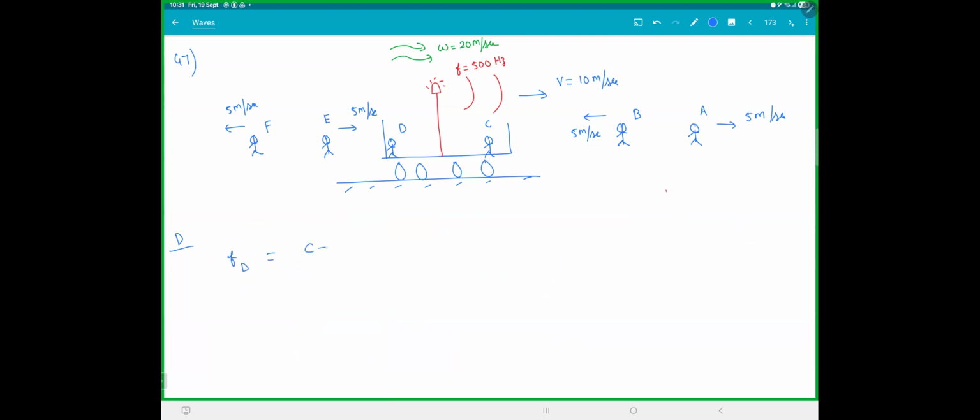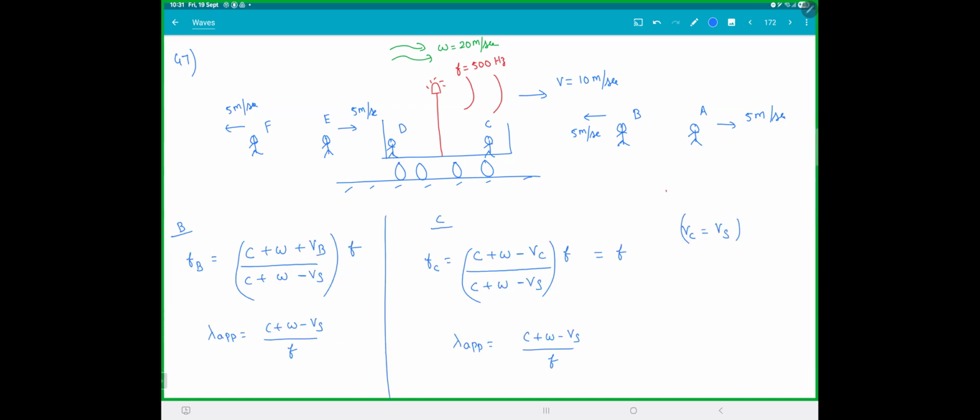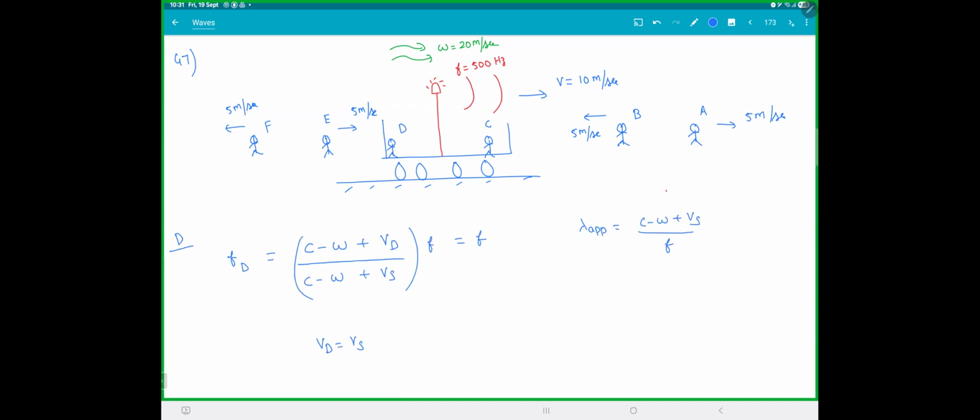the wind is going back, so minus W. D is trying to come towards you, so plus VD. C minus W, this is plus Vs. This is equal to F. Observe this, lambda apparent is different for C and D. Did you notice? C is seeing C plus W minus Vs. This one is seeing C minus W plus Vs. Both of them see different wavelengths.